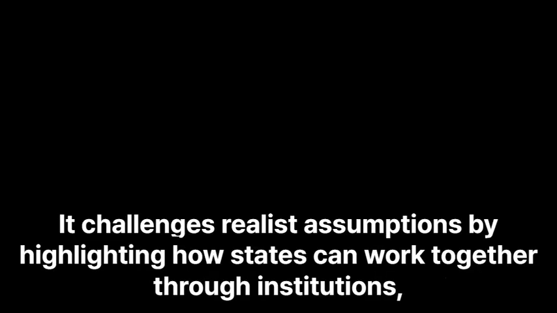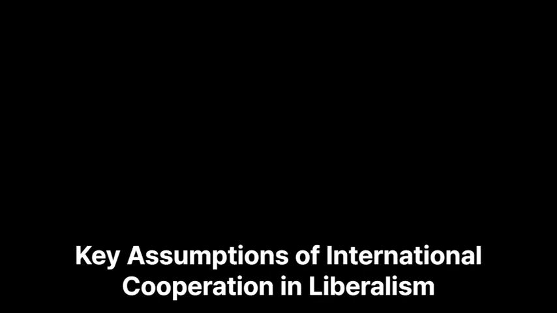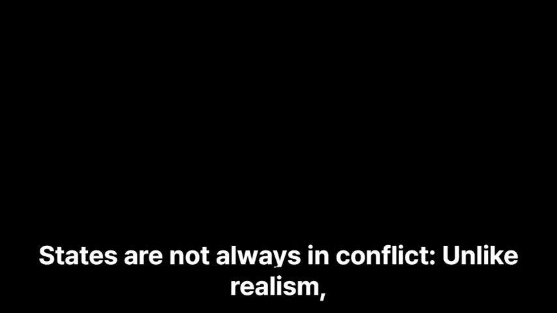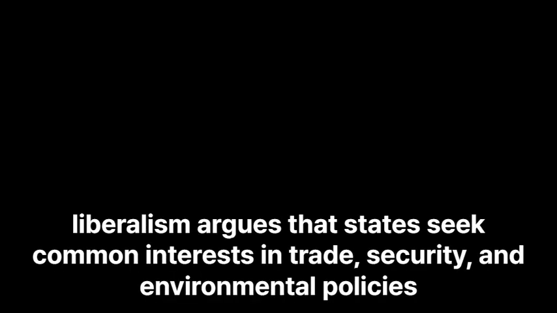Liberalism contends that international cooperation is not only possible, but essential for global stability. It challenges realist assumptions by highlighting how states can work together through institutions, shared values, and mutual economic interests. Key assumptions of international cooperation in liberalism. States are not always in conflict. Unlike realism, which assumes that states prioritize power competition, liberalism argues that states seek common interests in trade, security, and environmental policies. Institutions create order.